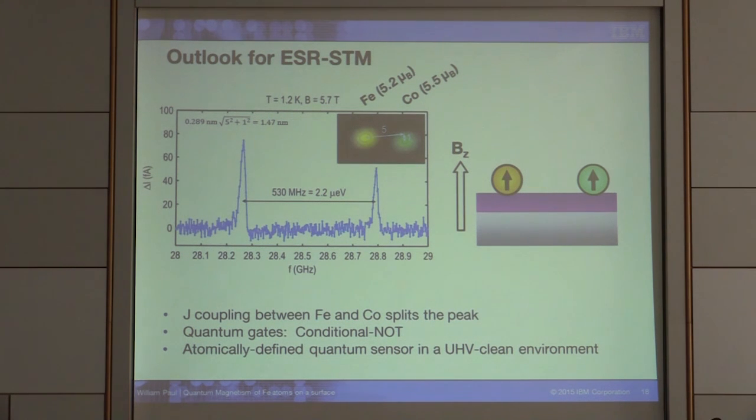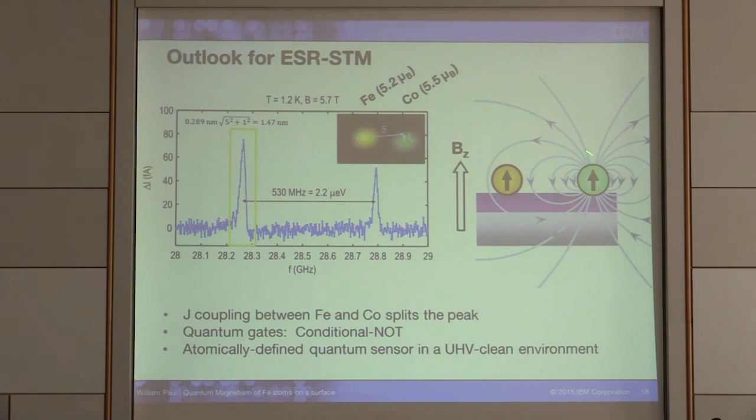And so when the cobalt is aligned with the field, its dipole field is actually making the local magnetic field on the iron smaller, and so we measure this lower line. And when the cobalt flips to its excited state, and you can see this peak is smaller, so it's populating it less often, then its dipole field adds to the splitting and makes the iron atom have this frequency up here.